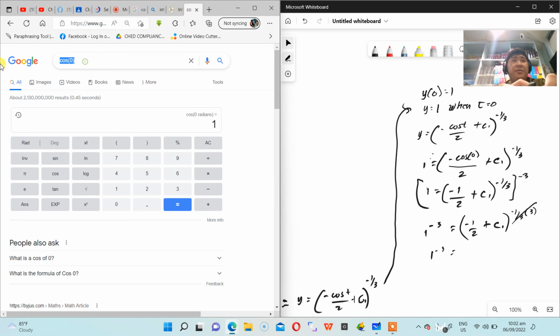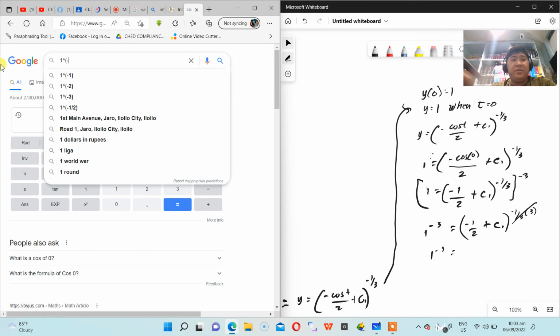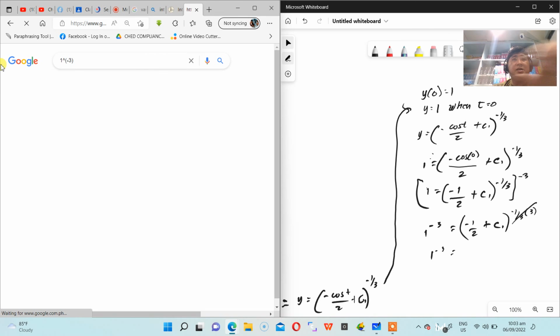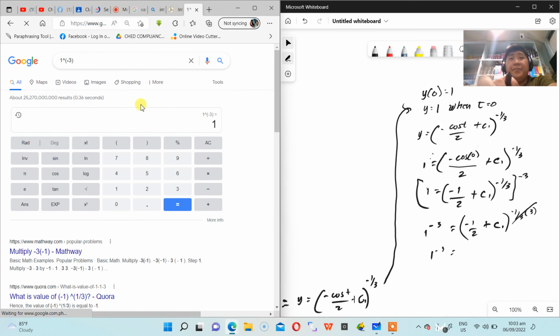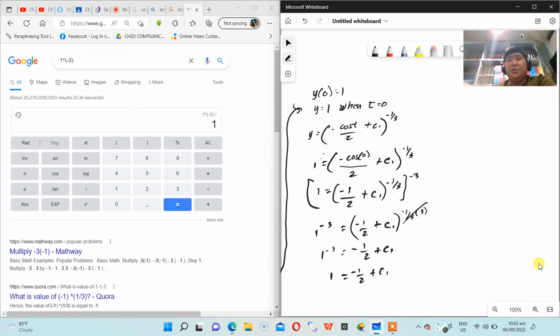So if you have 1 raised to the power of negative 3, the answer is still 1. Okay? Still 1. So copy that plus c sub 1. So this one is 1. According to here, you have 1 half plus c sub 1. We are solving a particular solution or initial value problem. That's why it takes us a bit longer.